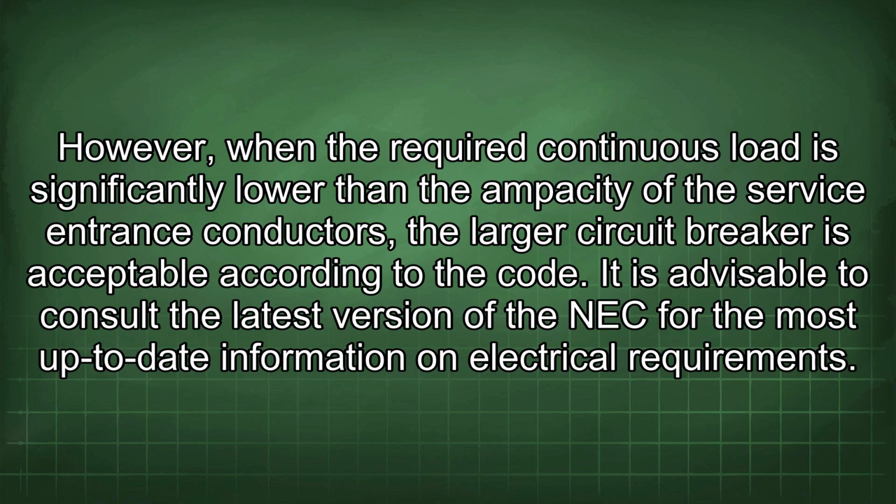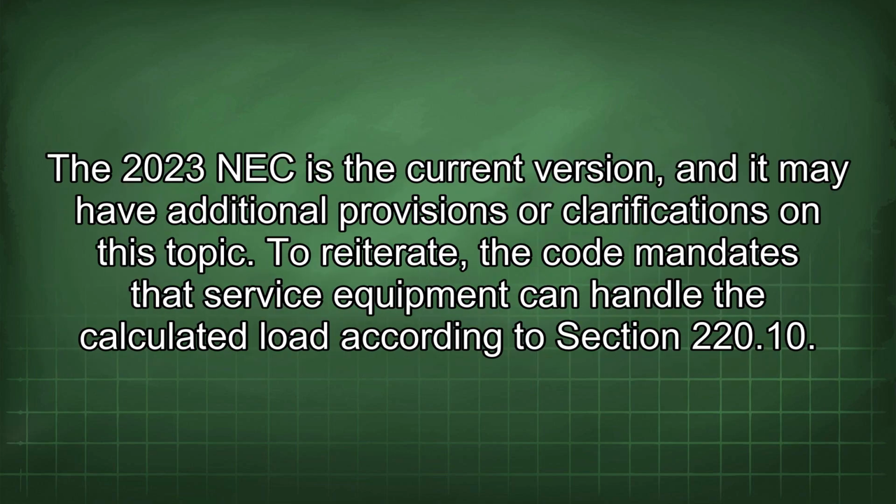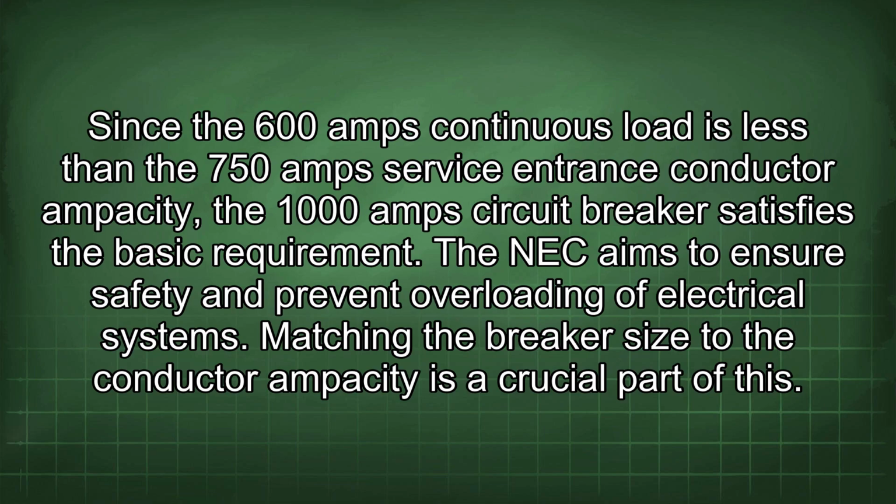However, when the required continuous load is significantly lower than the ampacity of the service entrance conductors, the larger circuit breaker is acceptable according to the code. It is advisable to consult the latest version of the NEC for the most up-to-date information on electrical requirements. The 2023 NEC is the current version, and it may have additional provisions or clarifications on this topic. To reiterate, the code mandates that service equipment can handle the calculated load according to Section 220.10. Since the 600 amps continuous load is less than the 750 amps service entrance conductor ampacity, the 1000 amps circuit breaker satisfies the basic requirement.